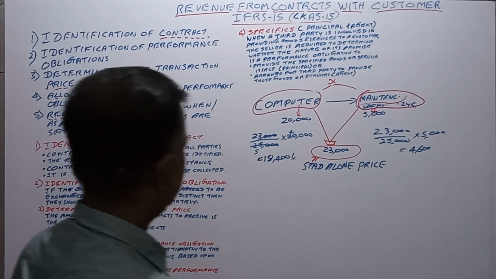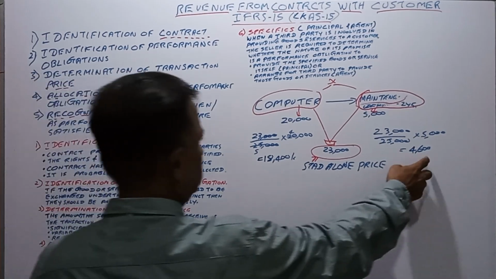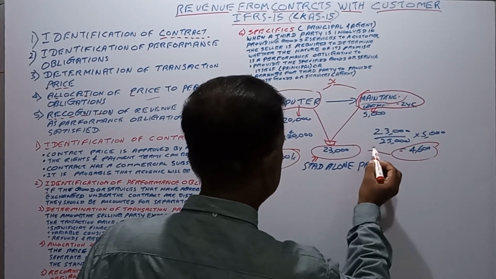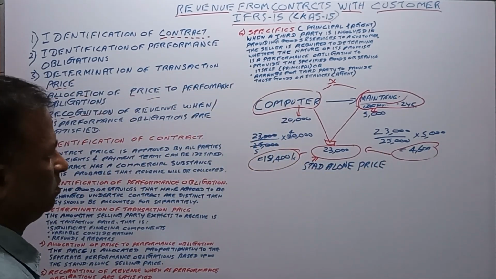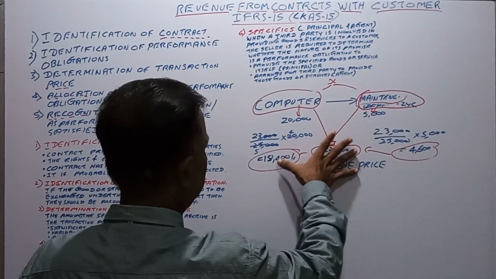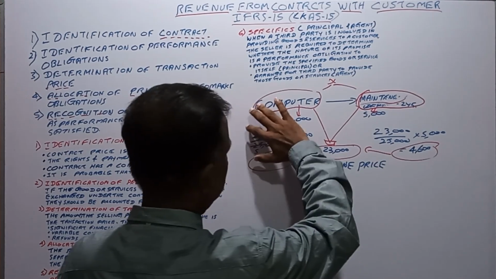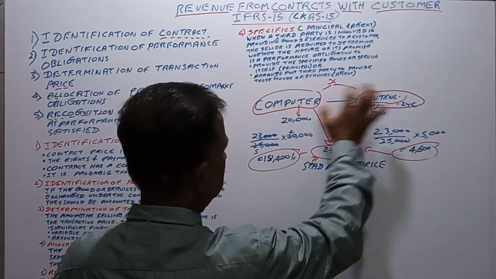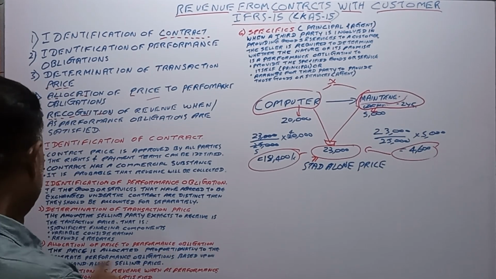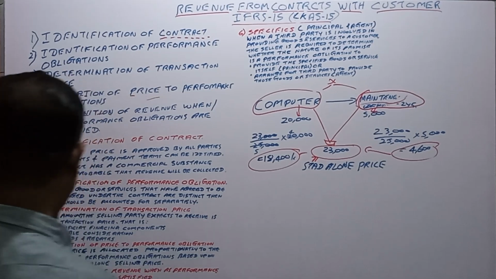These are the actual selling prices. If you add these two, you will get this, right? Okay, understood? This is the standalone price, the individual prices of both. So from the standalone price, we can calculate the individual prices of these separate obligations. That's what I said. The price is allocated proportionately to the separate performance obligations based upon the standalone price, right?